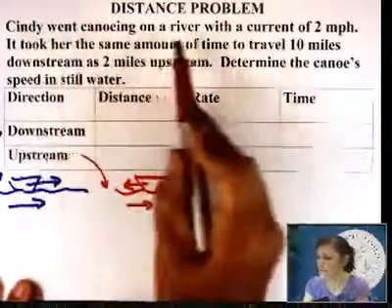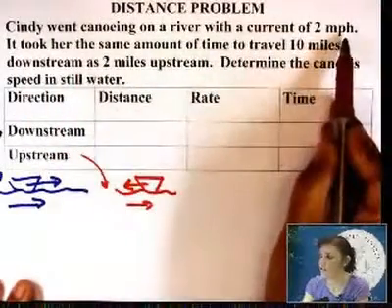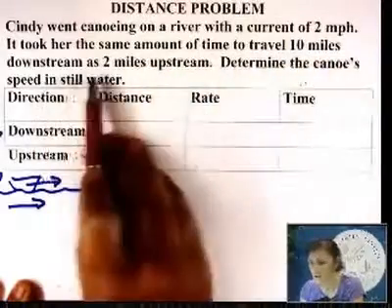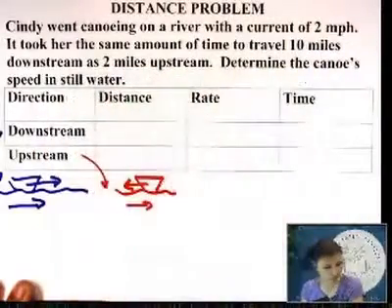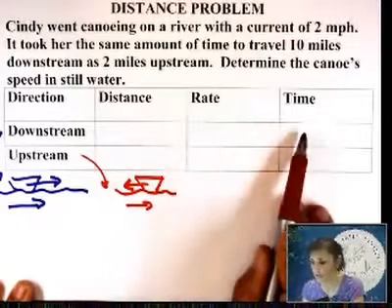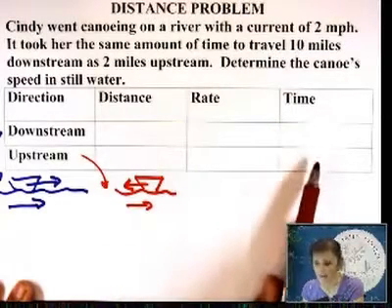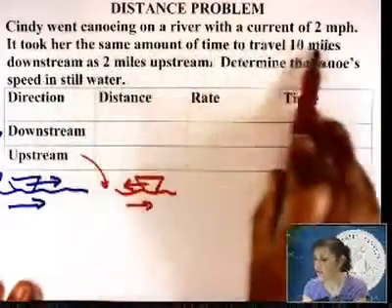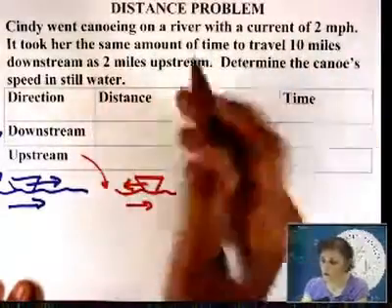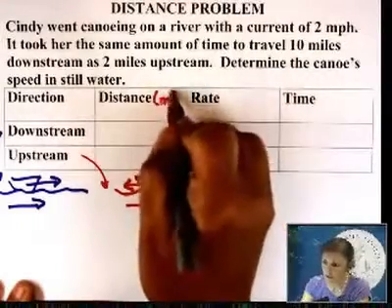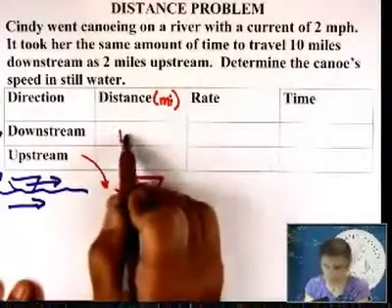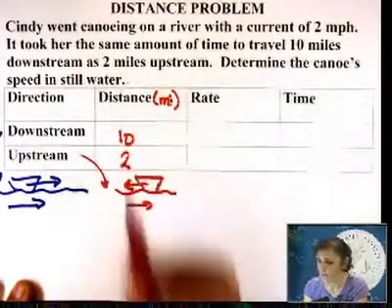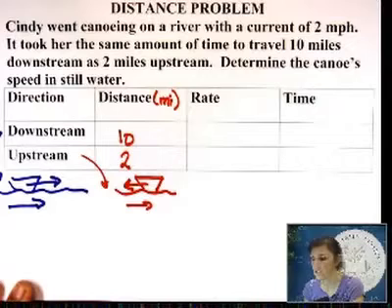This says, Cindy went canoeing in a river with a current of 2 miles per hour. It took her the same amount of time to travel 10 miles downstream as 2 miles upstream. So do I know the time? I don't know the time, but I know that they are the same. Do I know the distances? Yes, in miles. So I went 10 miles downstream and 2 miles upstream.